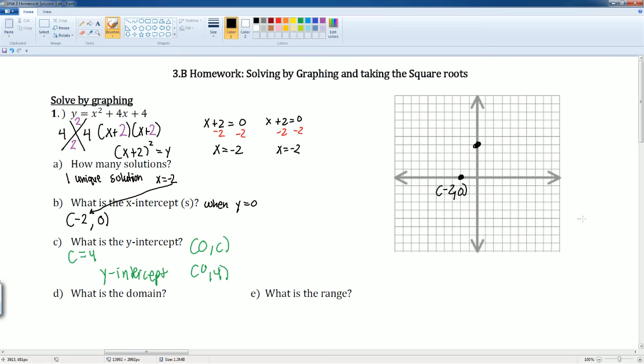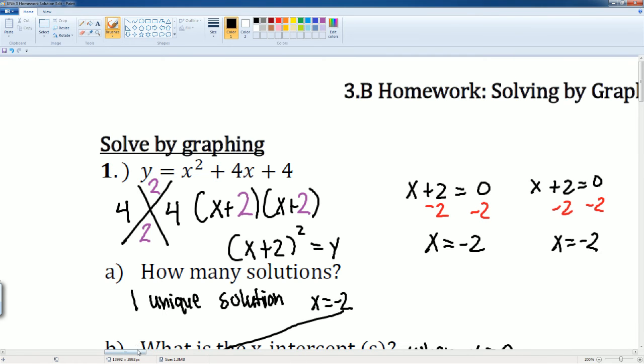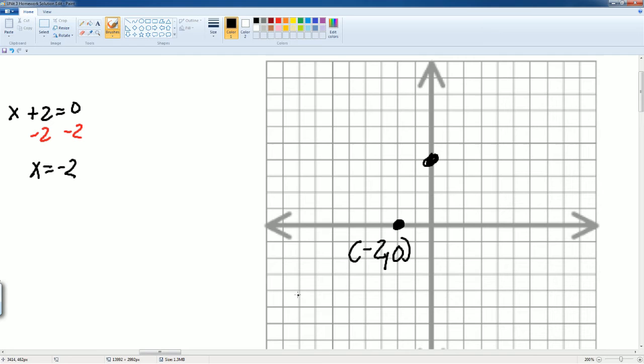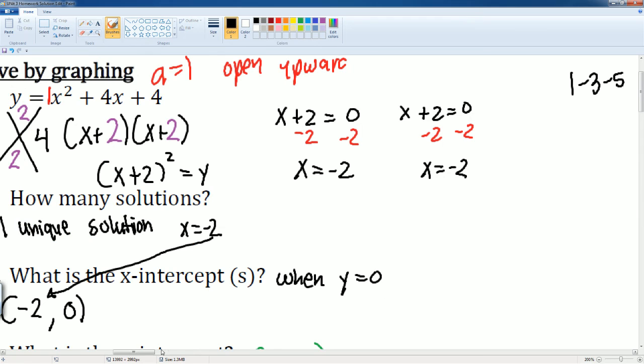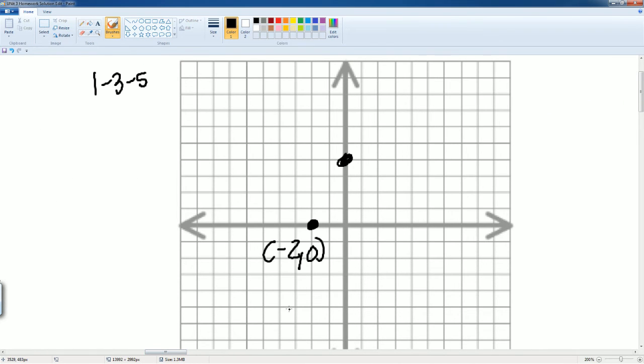Perfect. So let's see if we can apply the 1, 3, 5 method for the graphing. So it looks like the a here was what? 1. Take a look, the a here is 1. Do you see that? A equals 1. So it opens upwards with 1, 3, 5. So let's go to the graph.